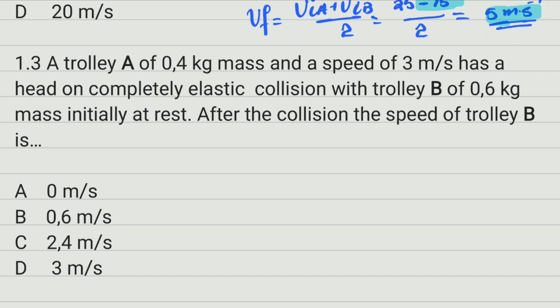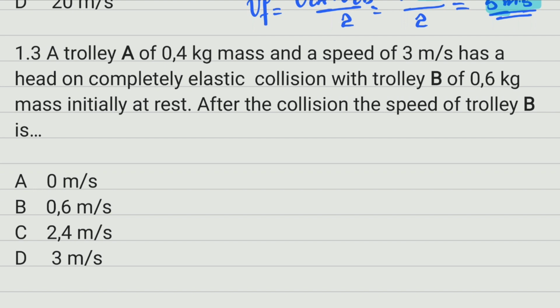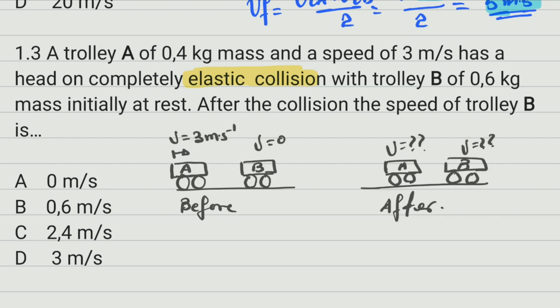Alright, now what we have to know here, first of all, is that the collision is going to be elastic, and that means that both kinetic energy and momentum are going to be conserved. Obviously, we're going to start with momentum, which is the easiest one. And let's first have a small drawing of what is happening here.